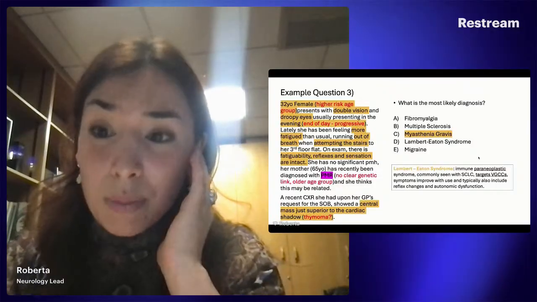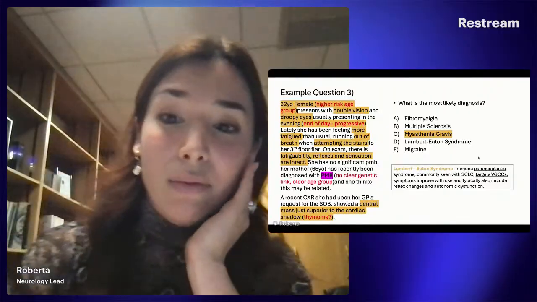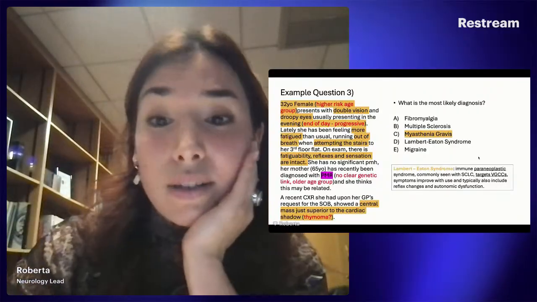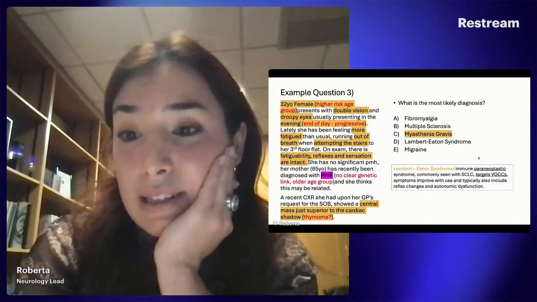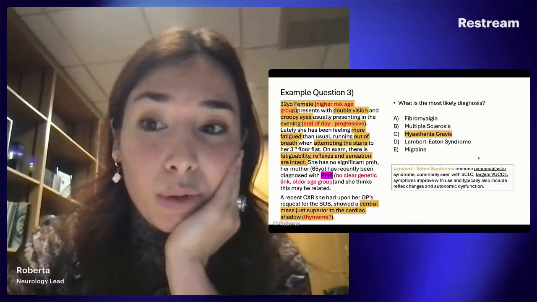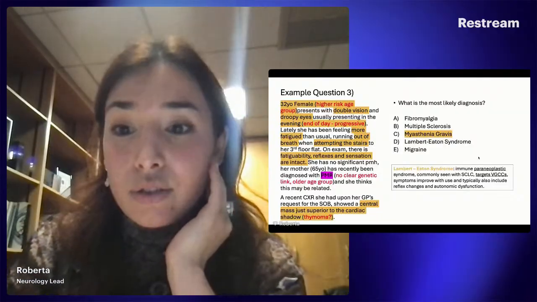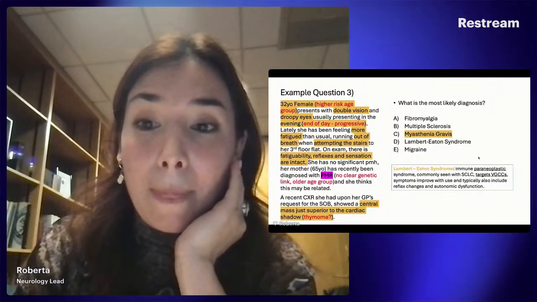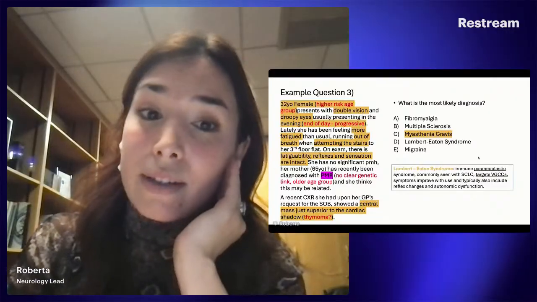It then says that she's been feeling more fatigued, which again is in keeping with all of that, and out of breath when attempting the stairs. And so we're getting some of that dyspnea that we're talking about. On exam, there is fatigability, so that proves what we said initially. Reflexes and sensation are intact. So that is a key distinguishing feature between, for example, MS and MG.